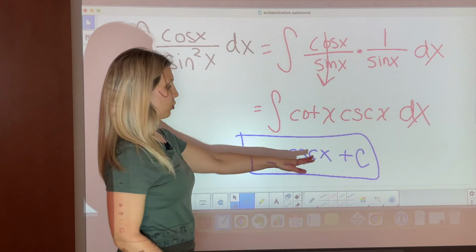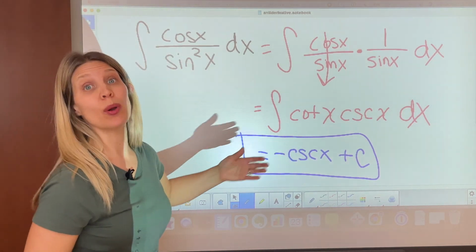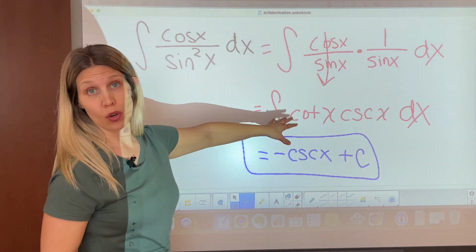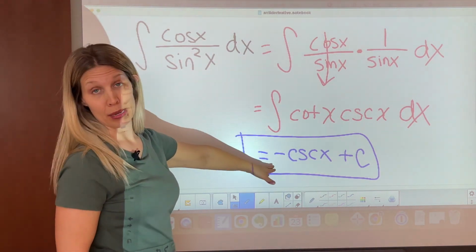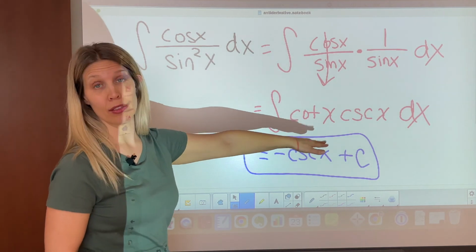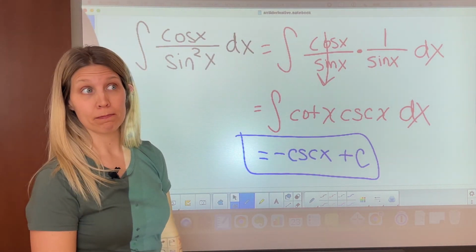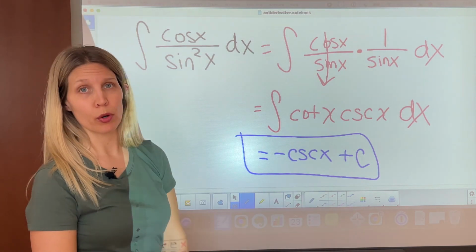Because if you take the derivative of cosecant x, you actually got negative cotangent cosecant x. So to flip those, you got to make this guy negative, because the negative and then his derivative negative will give you a positive in here. And if you followed that, extra bonus points.